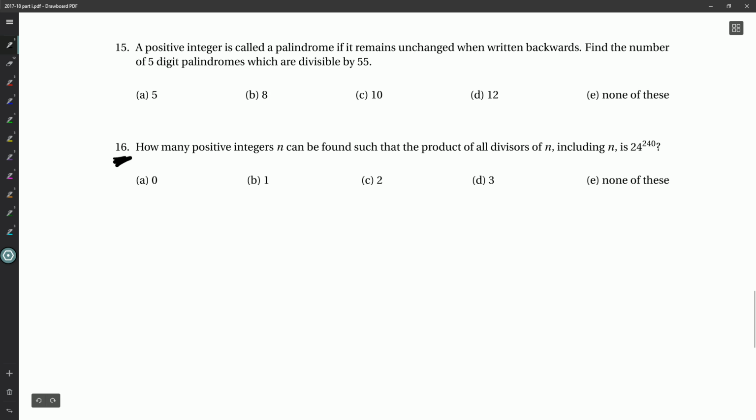2017-2018 Alberta Math Contest with question 16 here. How many positive integers n can be found so that the product of all divisors of n, including n, is 24 to the 2040? Okay, so n has to divide this number, and 24 is kind of nice.